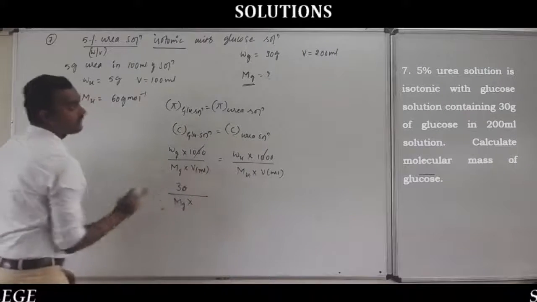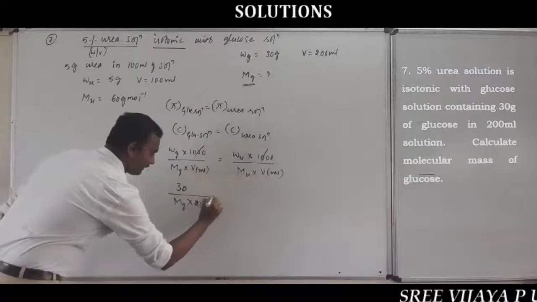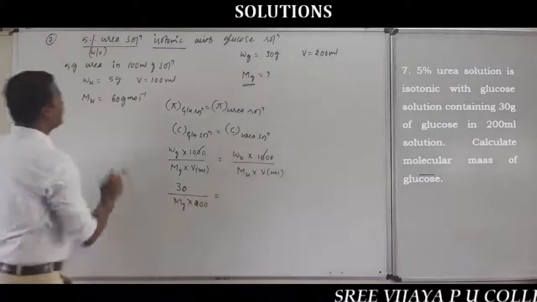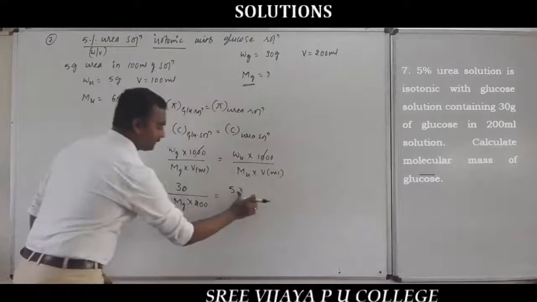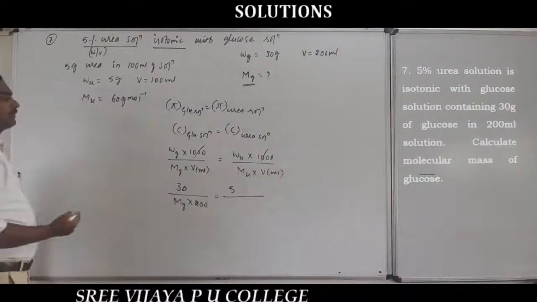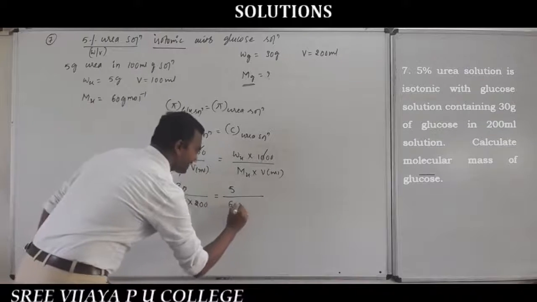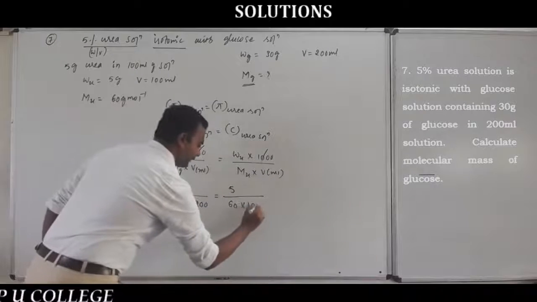the volume of the glucose solution. What is the volume given for the glucose solution? That is 200. That is equal to the mass of urea, which is 5 gram, into 1000 cancels, divided by the molar mass of urea, that is 60, into the volume of urea solution, that is about 100 ml.